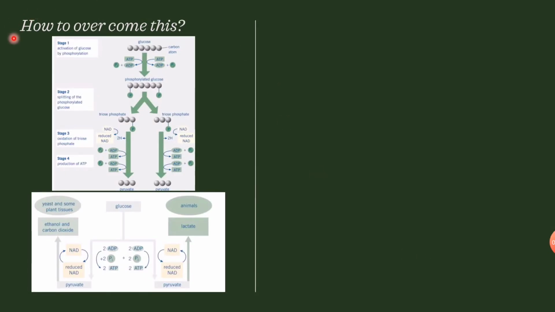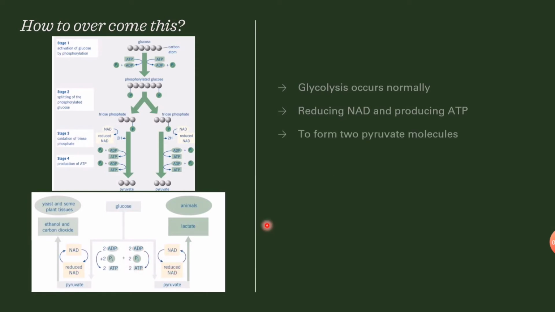So how does anaerobic respiration overcome this? How does it overcome not having oxygen as a final acceptor? Well, we have glycolysis occurring normally, so you can see here is the process of glycolysis. And so we're reducing NAD and producing ATP. So you can see that here. We're reducing our NAD to reduced NAD and we're producing ATP. And we're forming two pyruvate molecules just like in aerobic respiration.